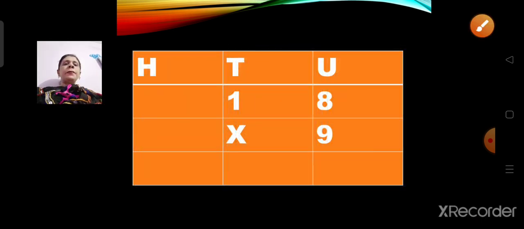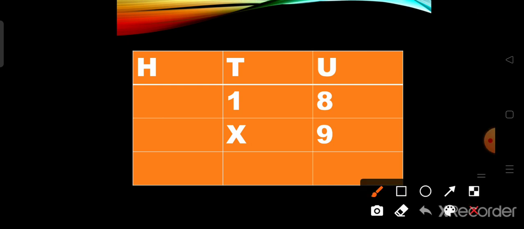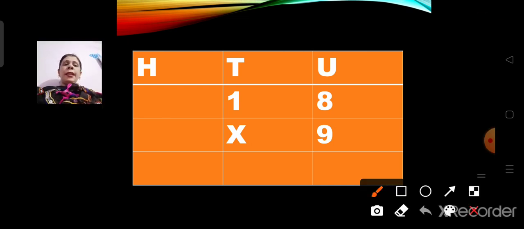Next, 18 multiplied by 9. Okay, so let us start multiplying. First 8 into 9. So 8 1s are 8, 8 2s are 16, 8 3s are 24, 8 4s are 32, 8 5s are 40, 8 6s are 48, 8 7s are 56, 8 8s are 64, 8 9s are 72. So for 72 I will write 2 here and 7 I will carry over in tens place.